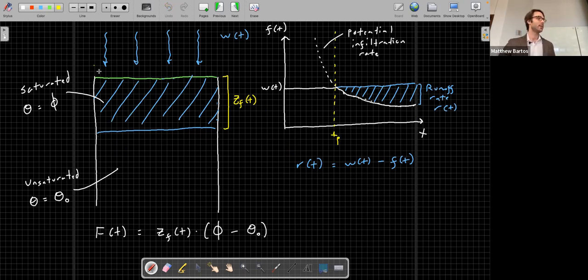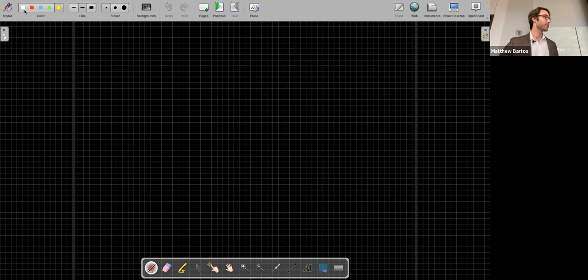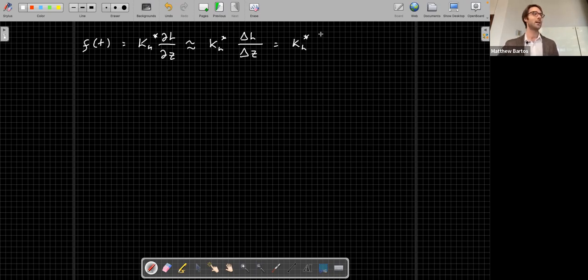The first point we're going to look at is right here at the soil surface. And the second point is right below the wetting front. These are the two points over which we're going to approximate that derivative. So we can write that F of T is equal to KH star dH by dZ, and this is approximately equal to KH star times delta H over delta Z, carried out over those two points of interest. And this is equal to KH star times H1 minus H2 over Z1 minus Z2.